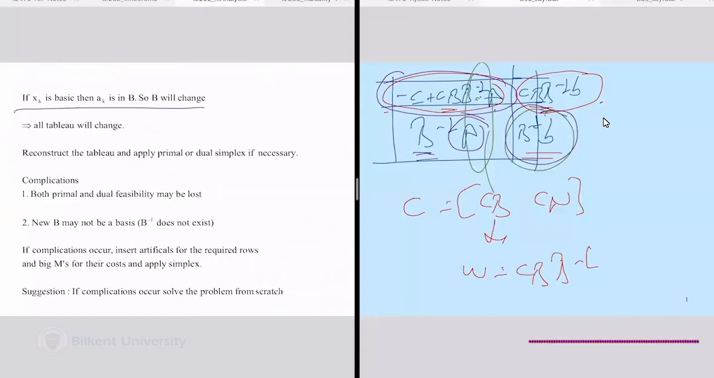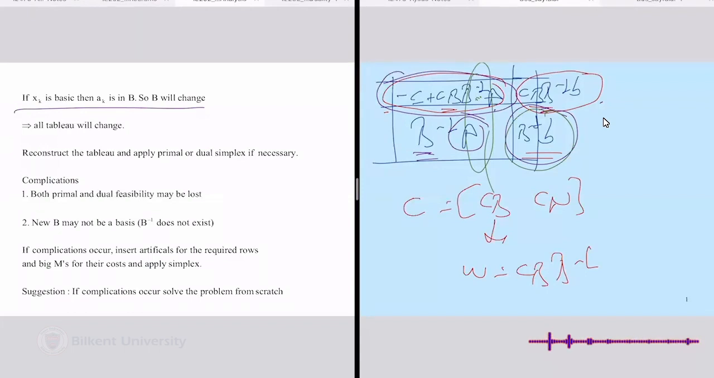What happens if the xk variable is basic? If I'm changing the consumption vector of a basic variable. Now look at this table. Even though it's messy, B is everywhere, right? So it's complicated. First of all, we may have negative entries on both sides. B inverse b might have negative entries. Minus C plus CB B inverse A might have negative entries. So we may lose feasibility of both. Well, we know how to deal with that. I'll teach that.